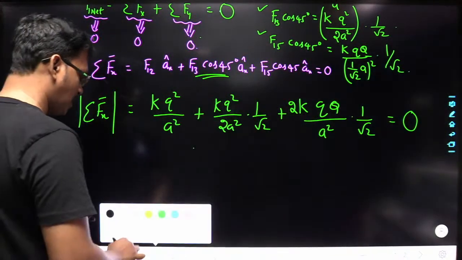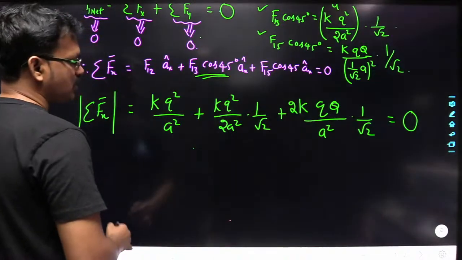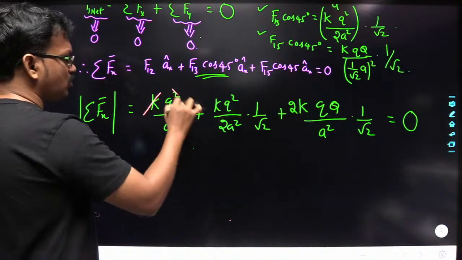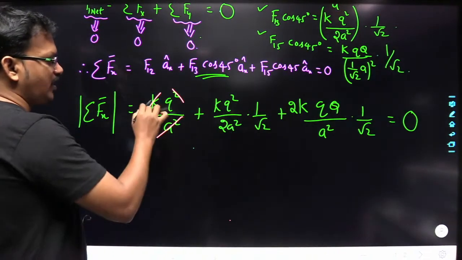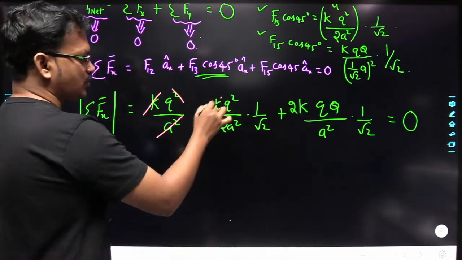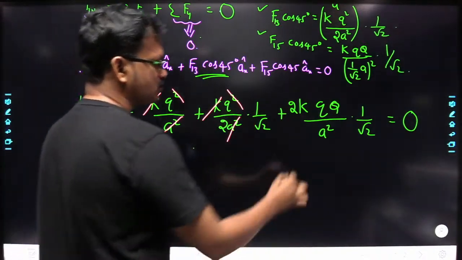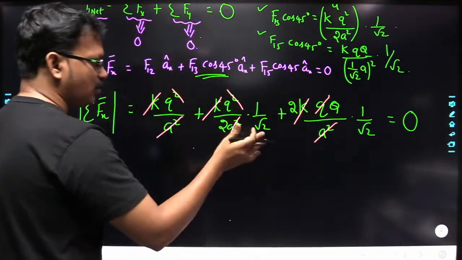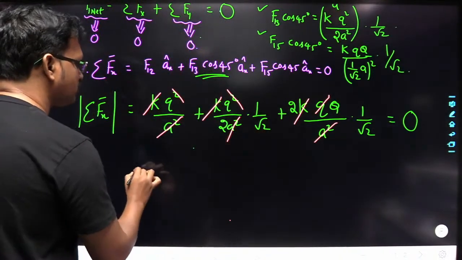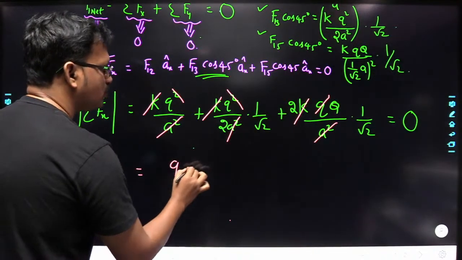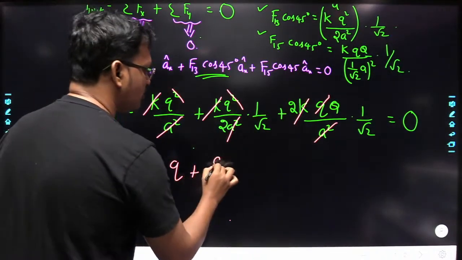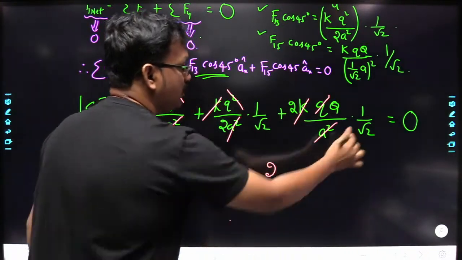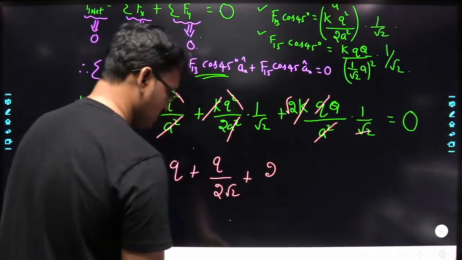So now what can you take common here? From all the terms you can take k q by a square common. So then what is left out? Here q, and here you are going to have q by 2 root 2 plus here root 2, and here you will get root 2. Yes or no?